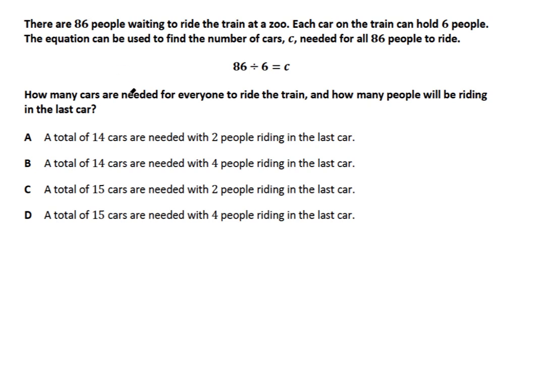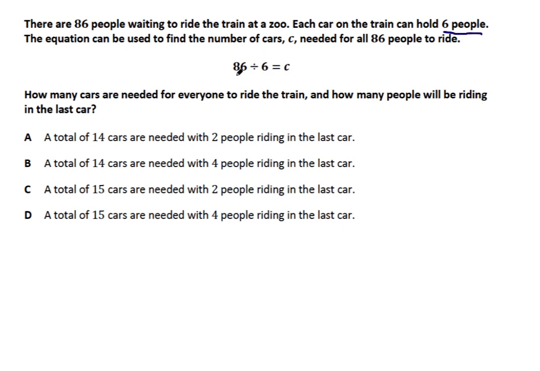It says there are 86 people waiting to ride the train at a zoo. Each car on the train can hold 6 people. The equation can be used to find the number of cars, C, needed for all 86 people to ride. So we have 86 people divided by groups of 6 equals C.